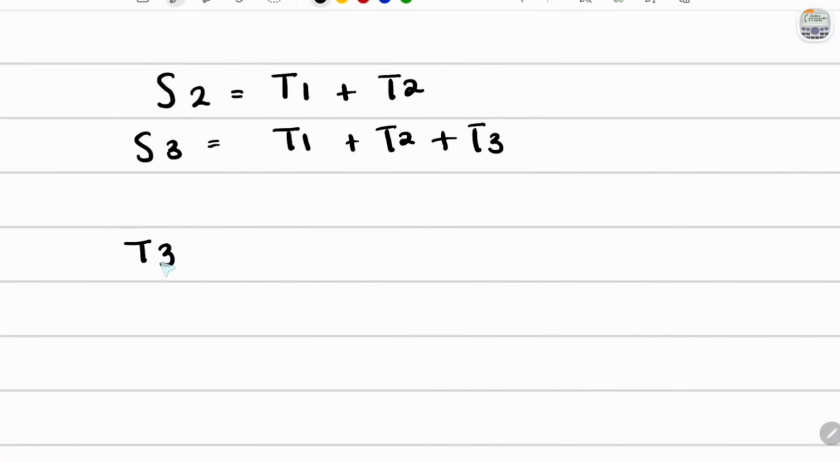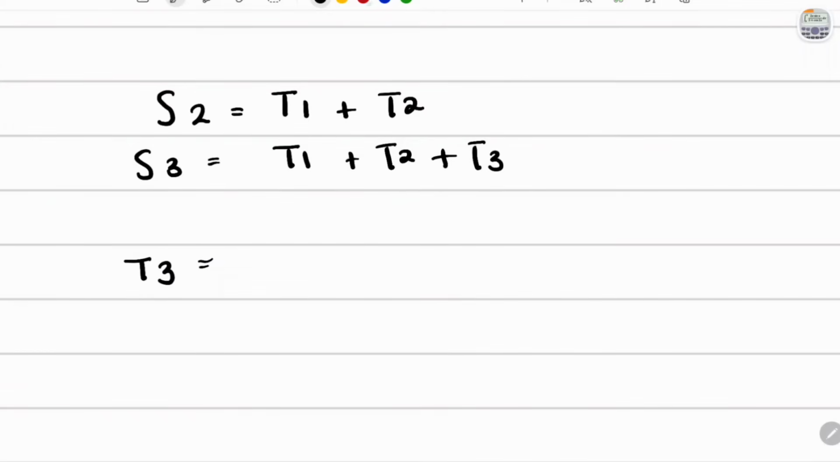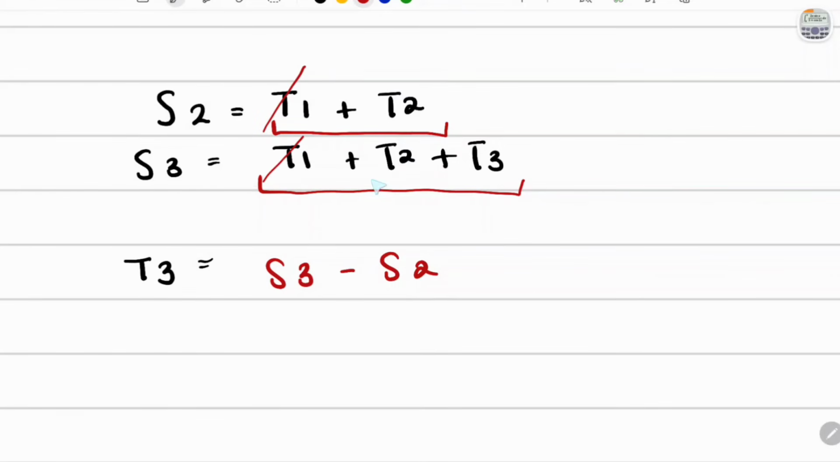To find term 3, if you take the sum of the 3 terms, all of this, and subtract the sum of 2 terms, all of that, look what's going to happen. Remember, we're saying S3 minus S2. Everything that repeats here will cancel, because we're saying this entire thing minus this. So T1 would subtract with T1, and T2 would subtract with T2. And what are you left with? Term 3.